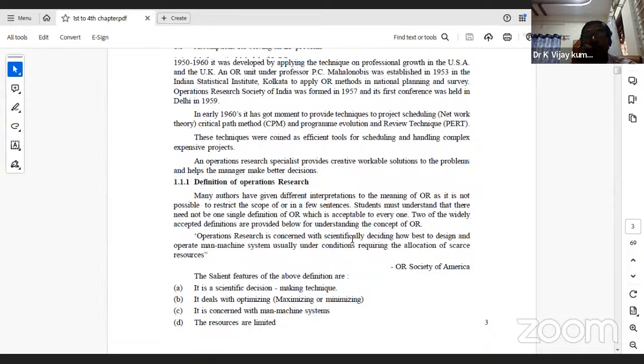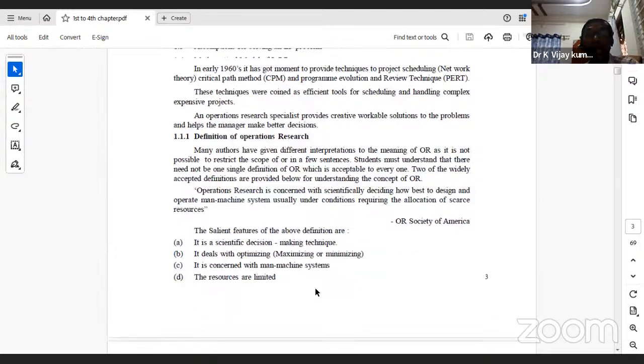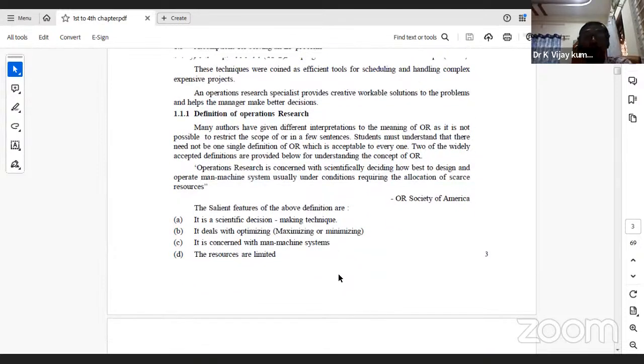Operation research is concerned with scientifically deciding how best to design and operate. This is the definition by the Operations Research Society of America. Operation research is concerned with scientifically deciding how best to design and operate man and machine systems, like the transport problem, usually under conditions requiring the allocation of scarce resources. These are the salient features of the scientific decision making technique here.